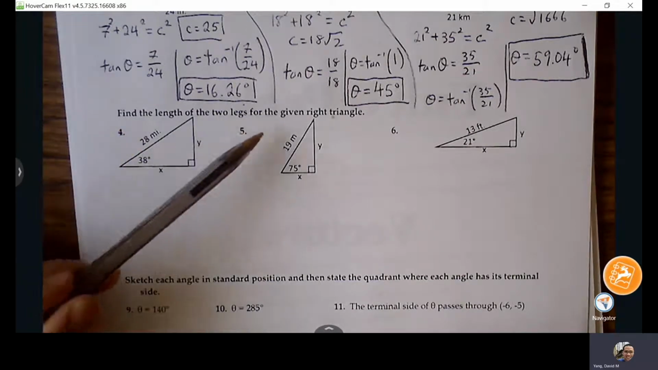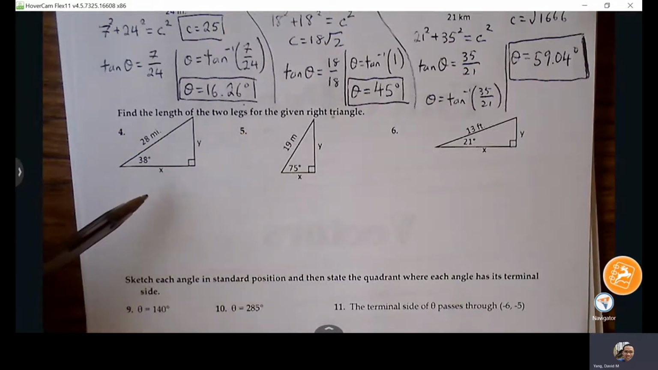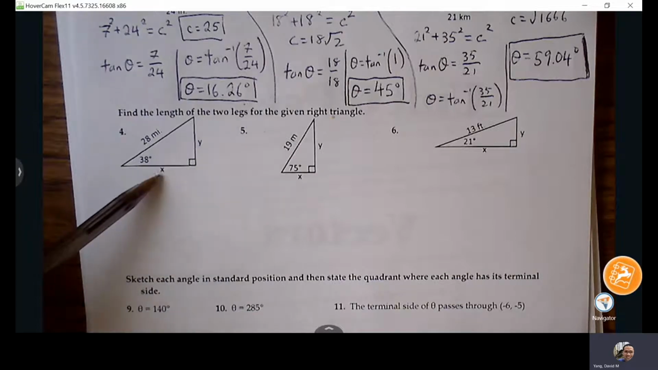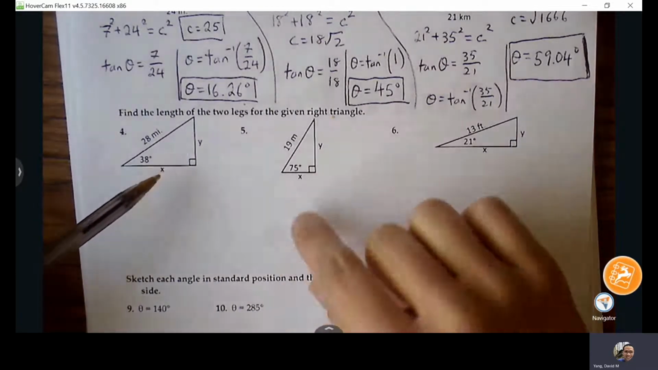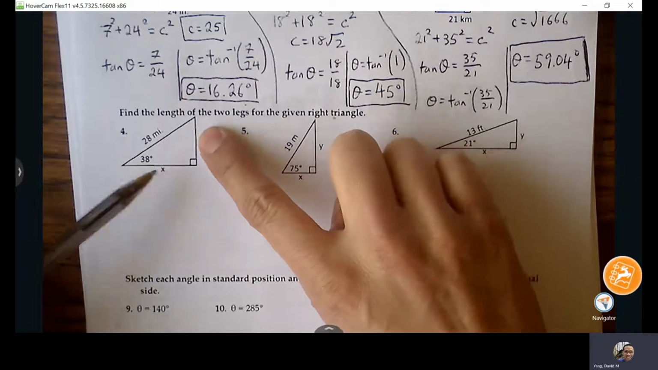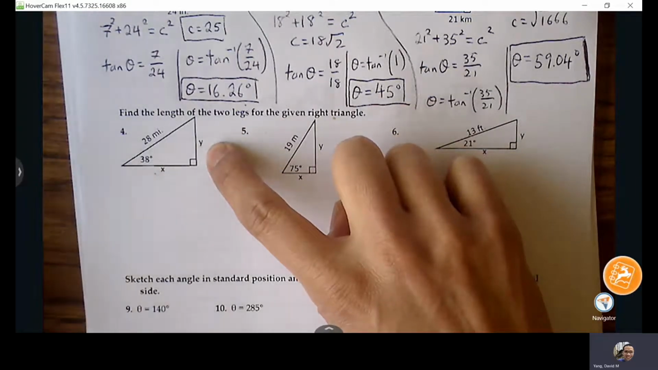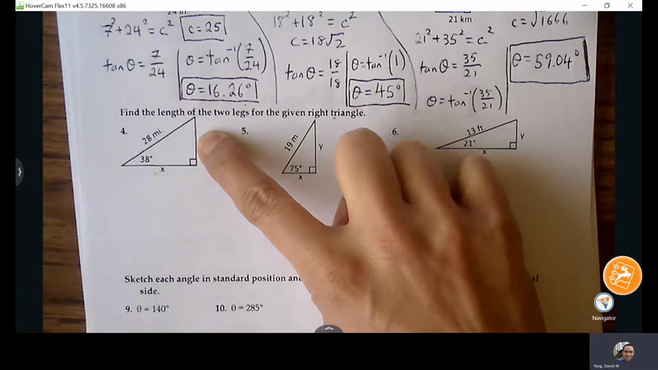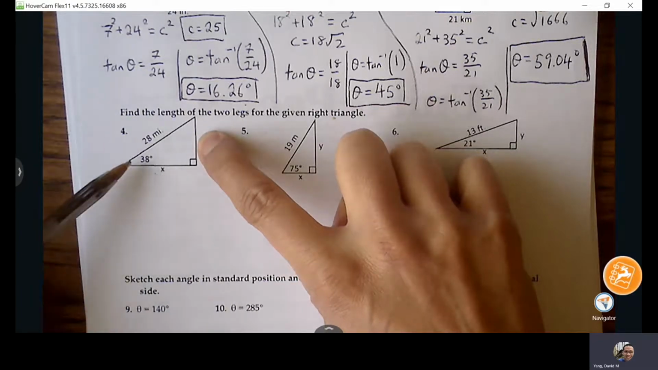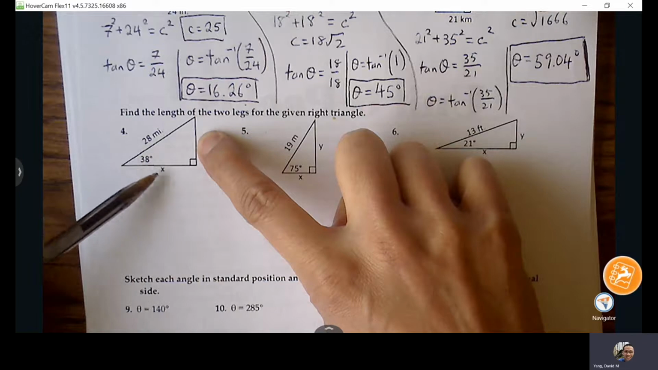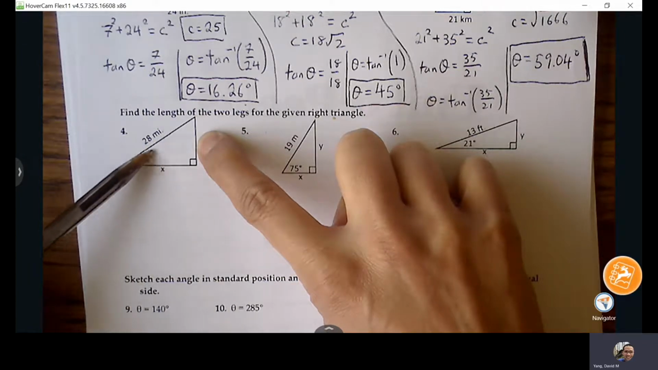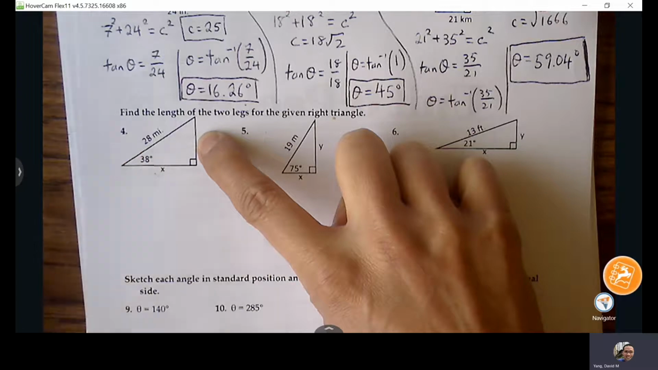It says find the length of 2 legs for the given triangle. Let's say I want to start with x first. Okay, so if I want to solve for x, I don't want to involve both variables, because then that's too much unknown. So let's say I just want to target x. If I want to target x, I want to use 38 degrees and 28. Which trig function will allow me to hit x and 28, from the perspective of 38 degrees?